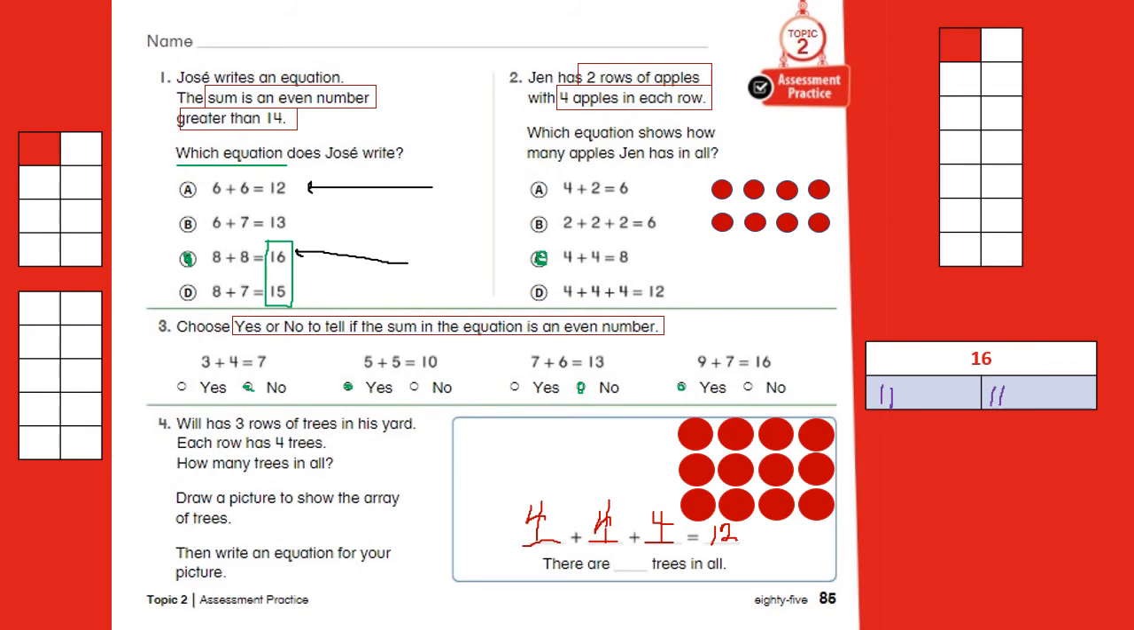And we have to go down to the bottom. There are 12 trees in all. Okay, all right, let's move on to the other page.